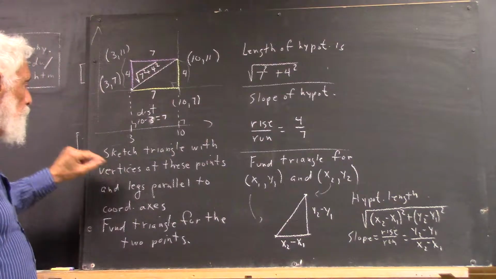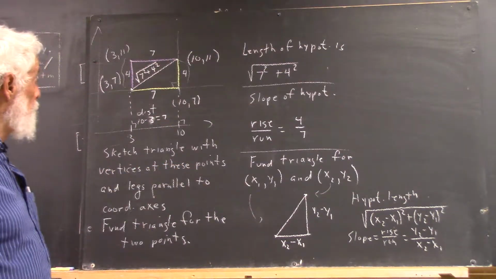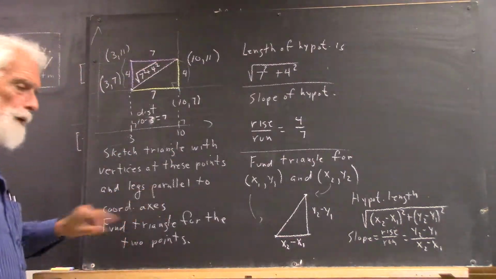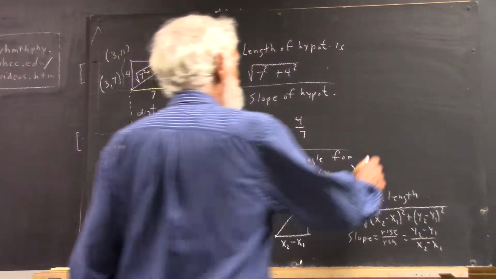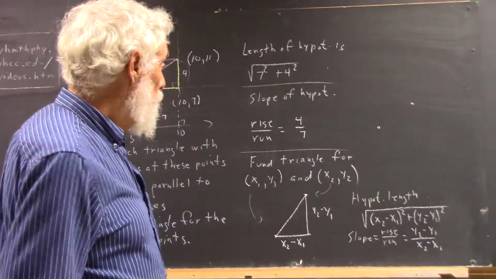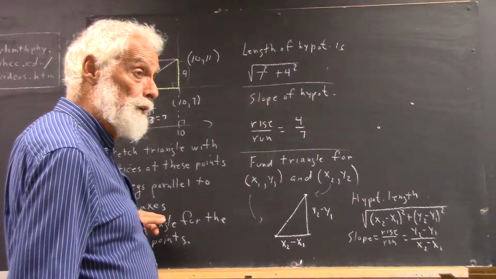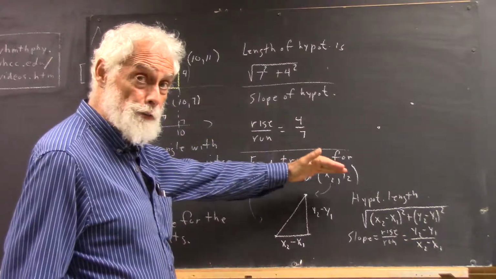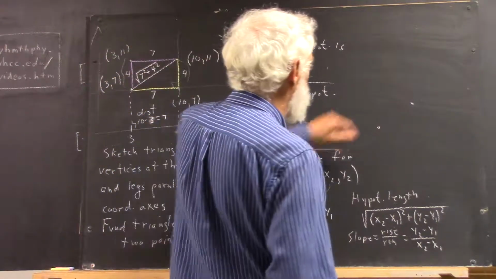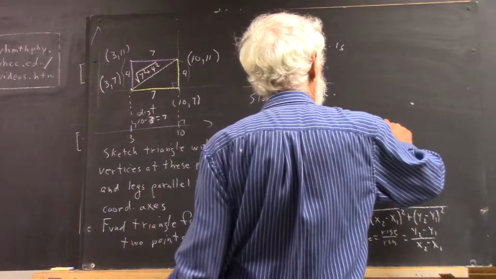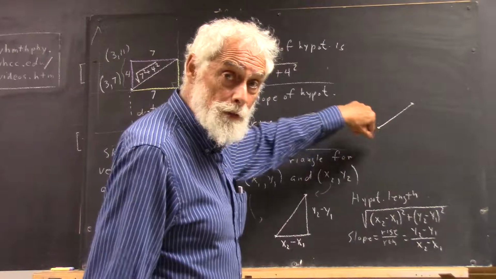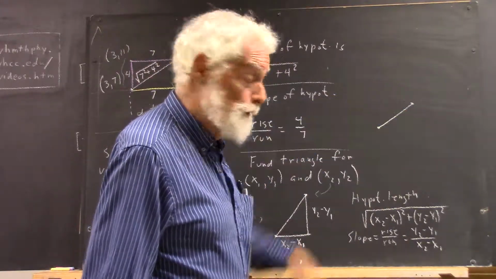Okay, you want vertices at the 2 points. Well, that means you're going to have a vertex here and a vertex here. And the legs have to be parallel to the coordinate axes. Well, okay, if I have 2 points, and these are the vertices of a triangle, and the legs are parallel to the coordinate axes, well, that means one leg is going to be parallel to the x-axis, another leg to the y-axis. Okay? So, if these are vertices of the triangle, first thing we know, though, is that we do have a side of the triangle whose endpoints are these 2 vertices.